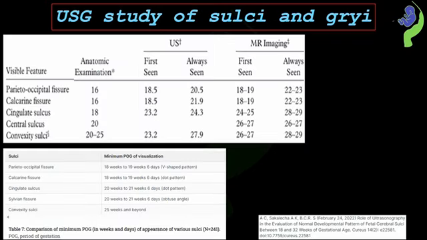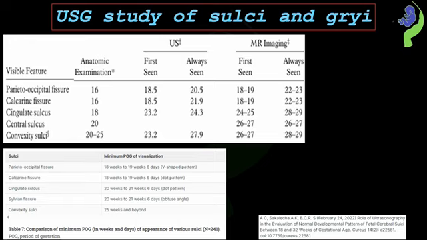In this slide, we can see the timing of sulcal development. We can see that there is a consistent delay between the anatomical appearance of the sulci and their visualization on imaging. And there is also a difference between the appearance in ultrasound and in MRI. For instance, the parieto-occipital fissure and the calcarine sulci anatomically appear around 16 weeks, but are typically seen first in ultrasound around 18.5 weeks and consistently between 20 to 22 weeks.